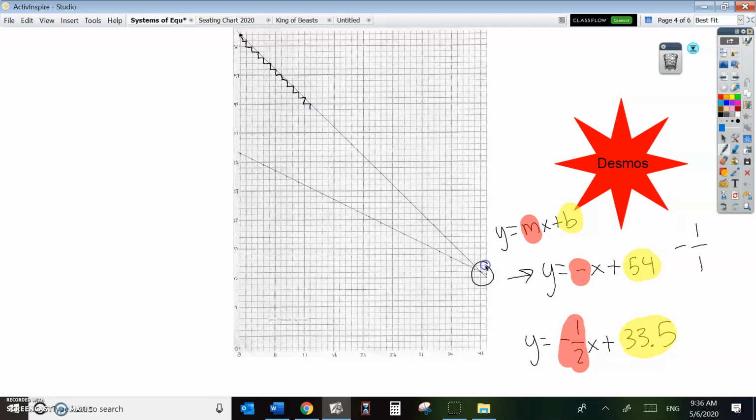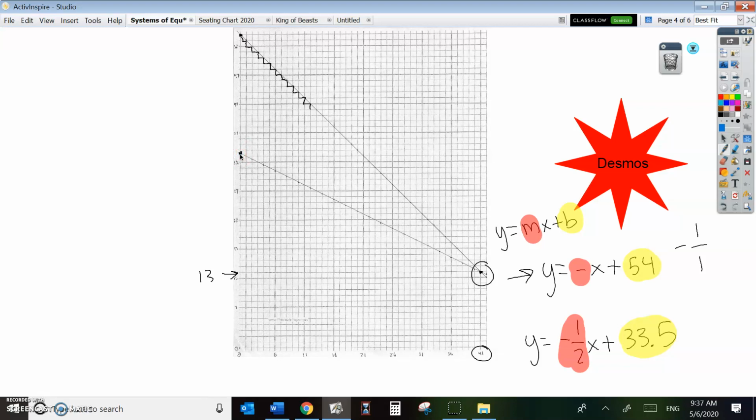And you can see here that the point of intersection is 41, 13. Here's 13, and here's 41. Just to show you again, 33.5, I made that dot right here.